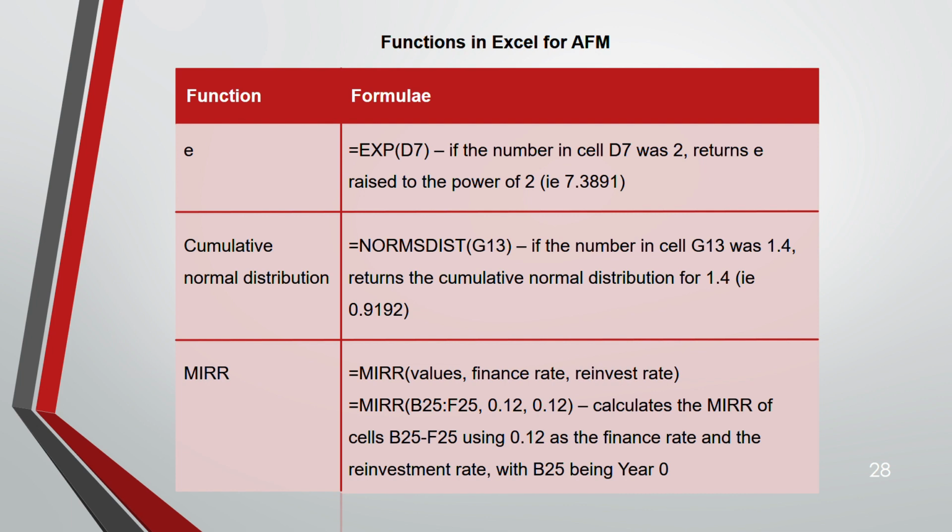So here, let's say you want to take from cell B25 to F25, and both the finance rate and the reinvestment rate are 12%. That's why we are using 0.12, again 0.12. Three arguments are there: value, comma, finance rate, comma, reinvestment rate. That's why you have to take 0.12 twice. If you take one, it will not perform the function for you because the other one is empty.